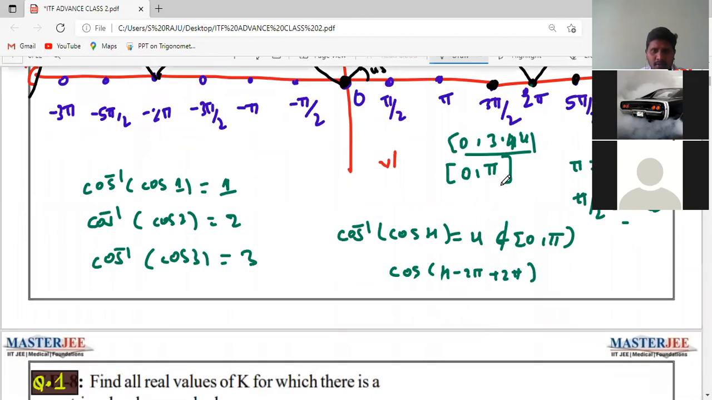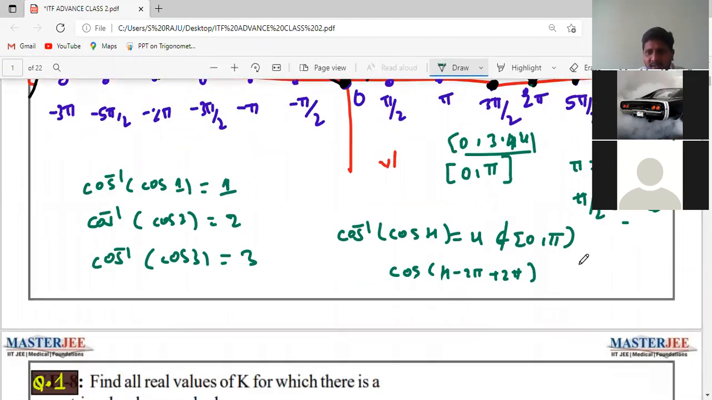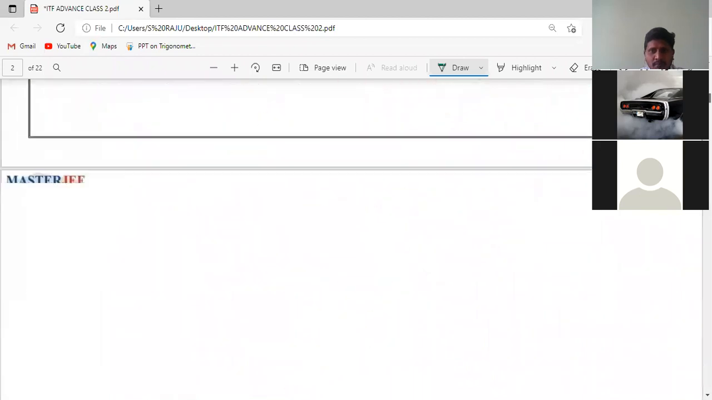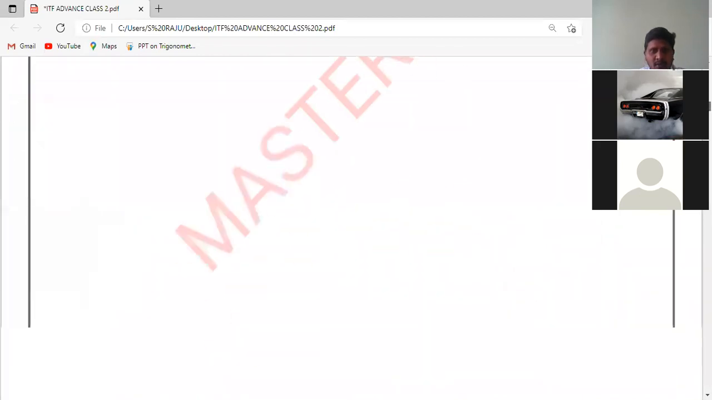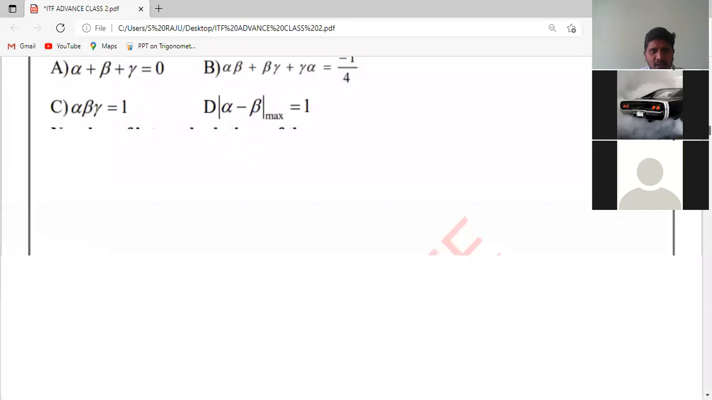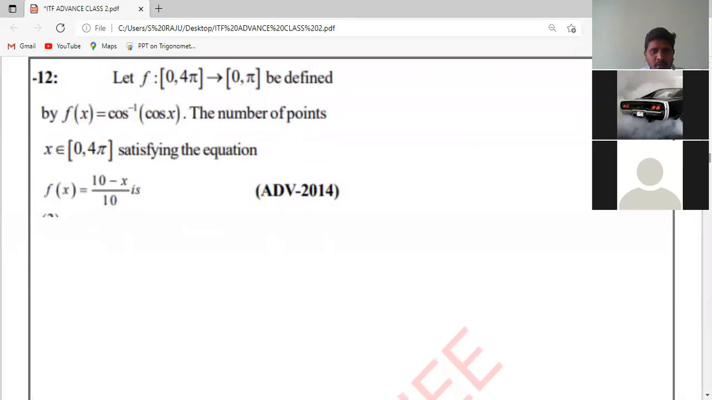So like that, if I take 10, is 10 more than 2 pi or lesser than 2 pi? More than 2 pi. Is 10 more than 3 pi or lesser than 3 pi? Anyone? No, more than 3 pi, sir. Okay. This is very important because in the previous year question, if you see, yeah, this question.